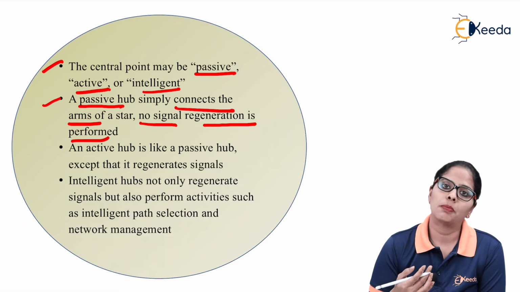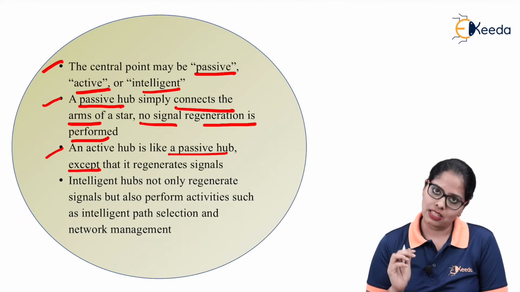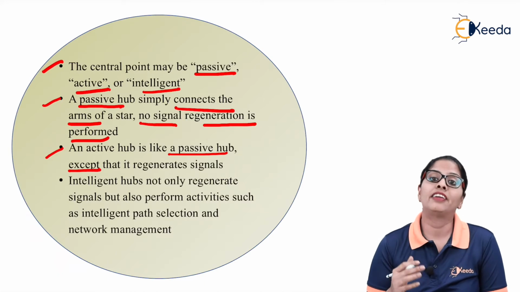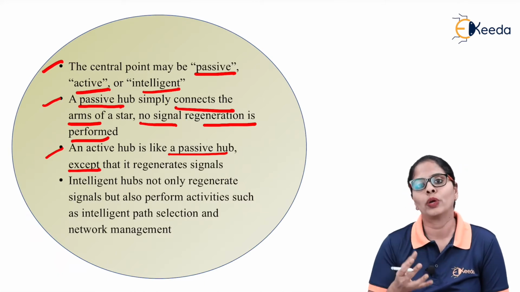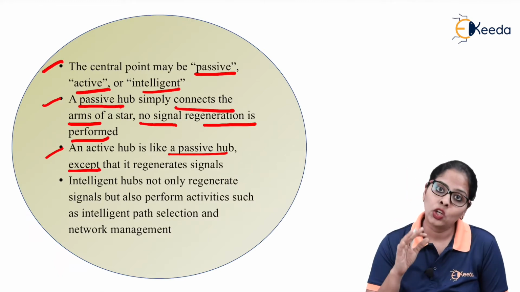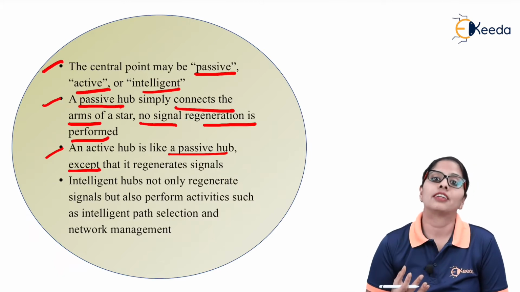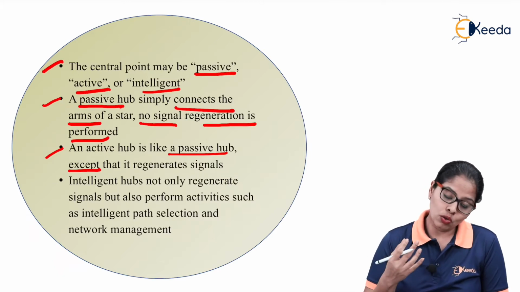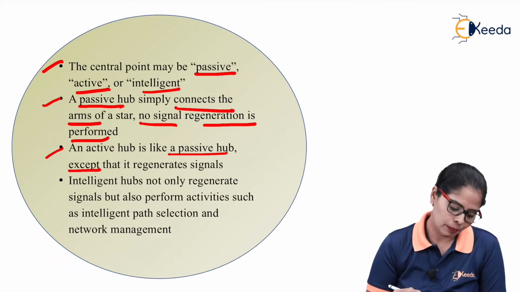Now let us discuss what we mean by the active hub. It is like a passive hub, except it regenerates the signal. What does regenerating the signal mean? Whenever it gets a signal and it is distorted, it tries to remove that noise and regenerate that signal. So here the regeneration is done by the active hub.